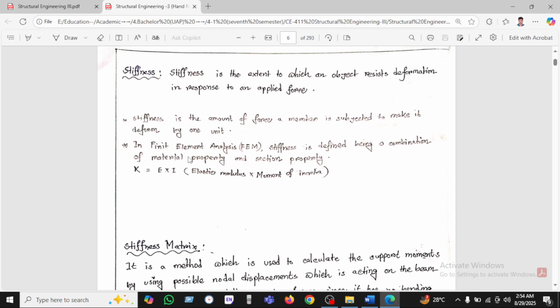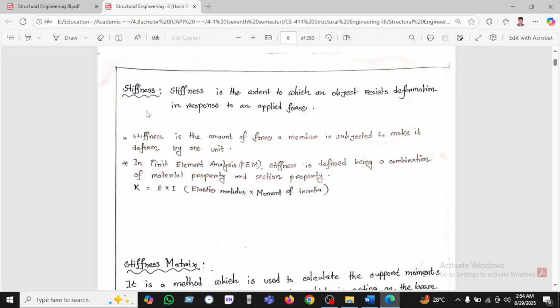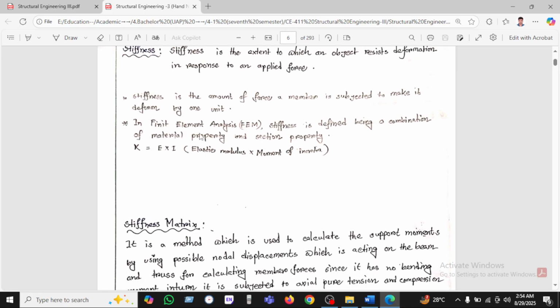Before going to anything else, we should know what stiffness is. Stiffness is the extent to which an object resists deformation in response to applied forces. On the other hand, stiffness is the amount of force which a member must be subjected to in order to deform it by one unit. In finite element analysis, stiffness is defined as a combination of material property and section property. We know P equal to K delta.